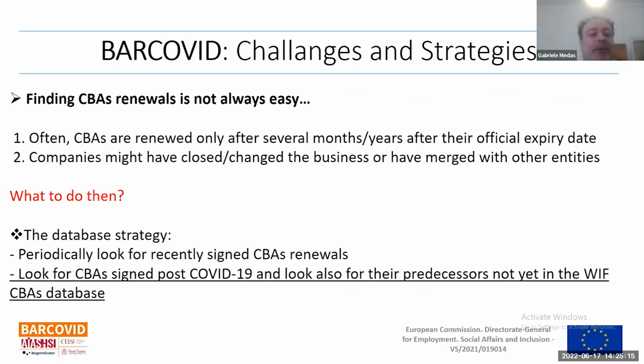What to do then? What is the strategy of the database? The first, of course, is to periodically double check if there are new recently signed CBA renewals. And the second strategy is to look for CBAs signed post-COVID and to look also for their predecessors not yet in our system. So basically we work on pairs of CBAs. And this is actually what is happening, especially in Austria, in Italy, and partially also in Spain.